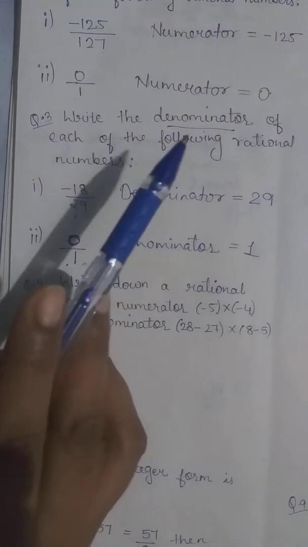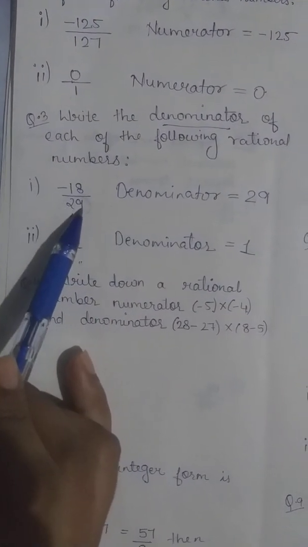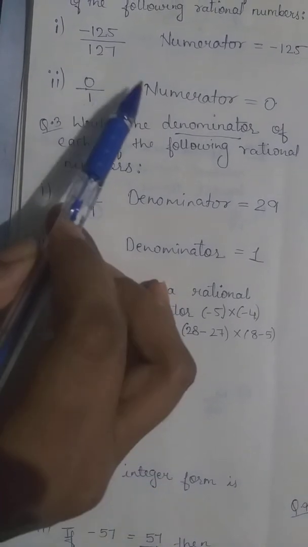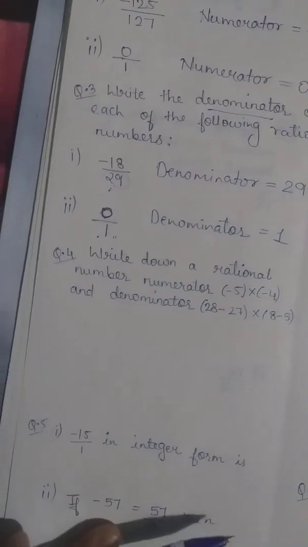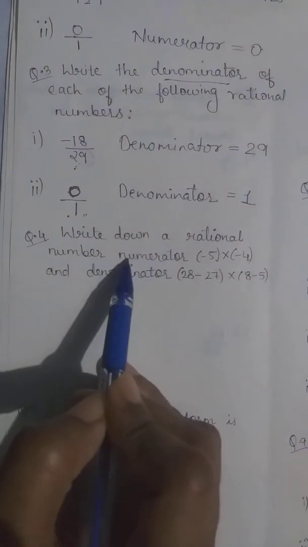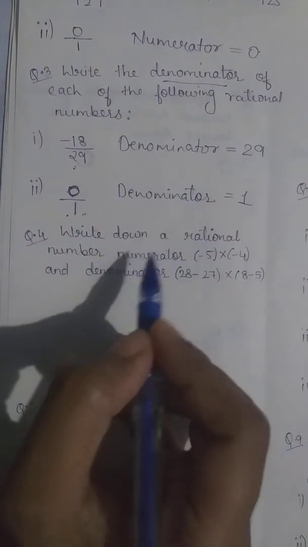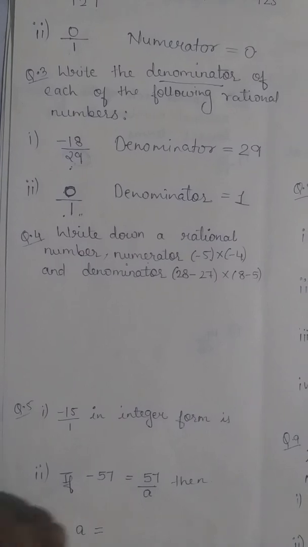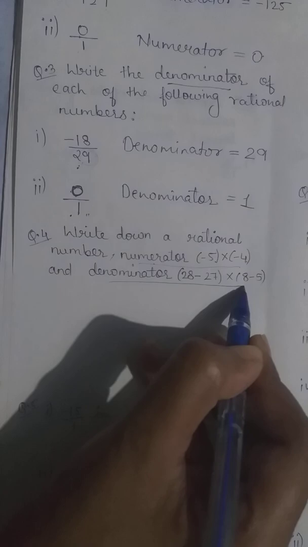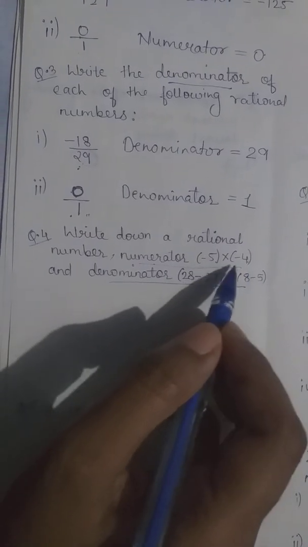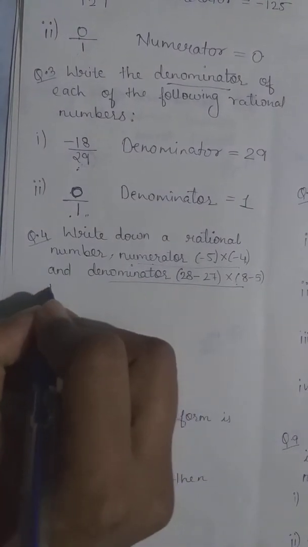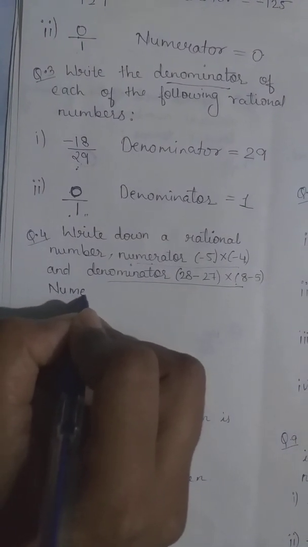So hope you are very clear with it. Rational numbers are the numbers with numerator and denominator, wherein the denominator should not be 0. Okay, so here this is numerator and about denominator. Now next question, question number 4. Write down the rational number. Now numerator is given over here and denominator is there, but it is given in an expression that we have to solve. So before solving, I will write it separately, what is numerator and what is denominator.